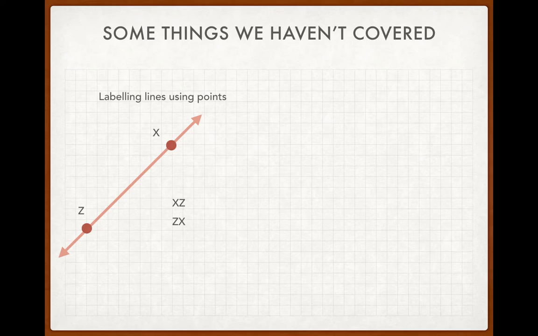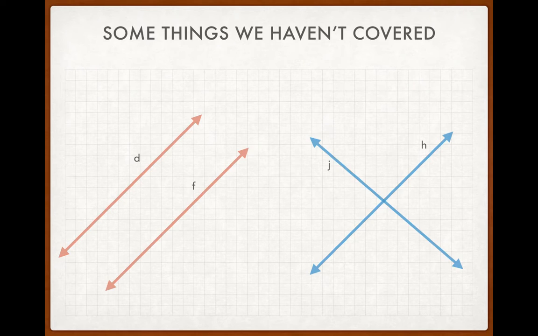But there's a second way you can label a line, and that's to give the line a name. And we give it a name that's simply a lowercase letter. So for example, that's the line H. Or on the next slide, these are the lines D, F, the lines J, and I've left the line H there. Now these lines have particular relationships between each other.